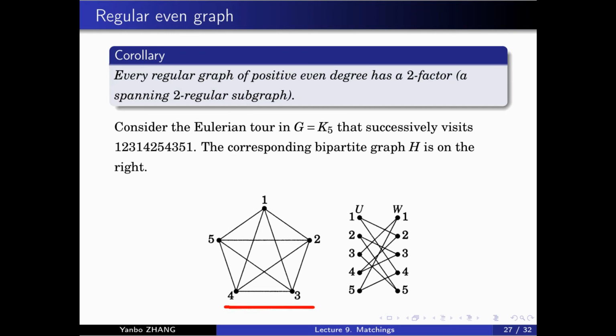This graph is K5, a regular even graph, because every vertex is of degree 4. We can find a two-factor here: 1, 2, 3, 4, 5, 1. This is a two-factor of K5. But how can we prove the theorem for every regular even graph?